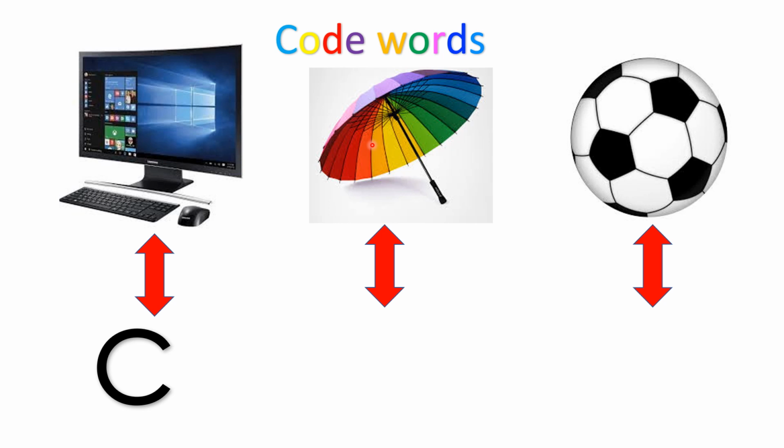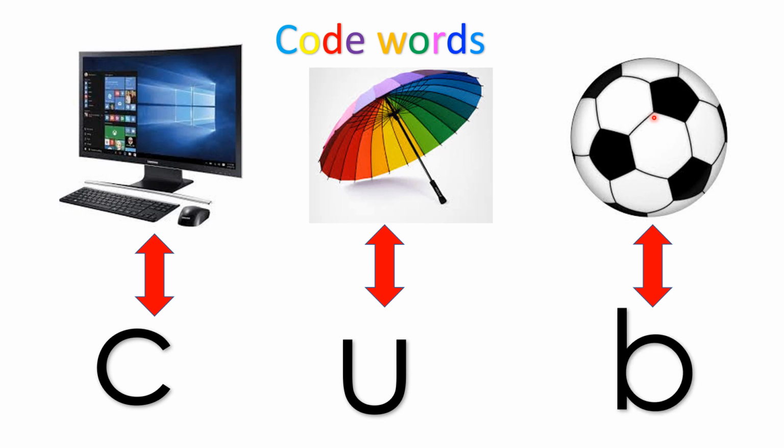Then the second picture is umbrella. Umbrella. With what letter does umbrella begin? Vowel U. Excellent job. And the next picture is ball. Ball. With what letter does ball begin? B. Excellent job. What is the word? Cub. Cub is the word.